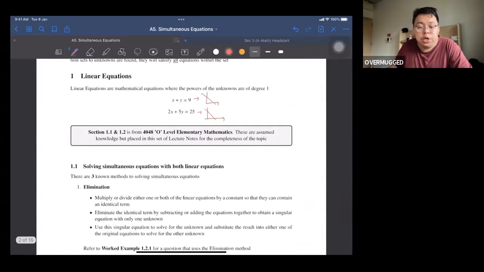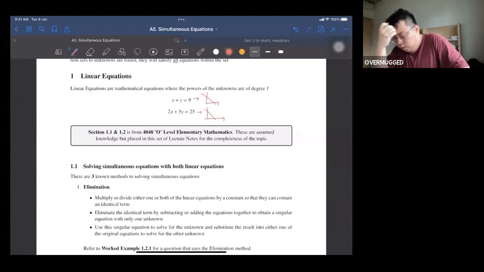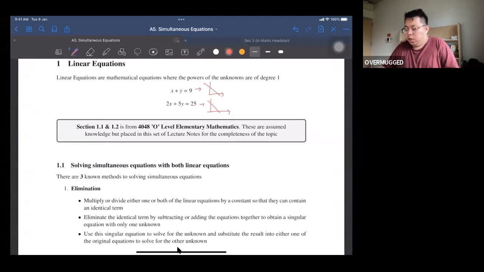Now, if anyone has any questions with regards to whatever I'm saying, you can hold your questions to the very end. Or if it's a burning question that you cannot understand and you need me to clarify, you can type in the chat, and I will try my best to clarify. Now, in 1.1 and 1.2, I wrote there already, these are assumed knowledge from the E-Math chapter. But the reason I put them in here is to make the chapter complete and make it a whole.